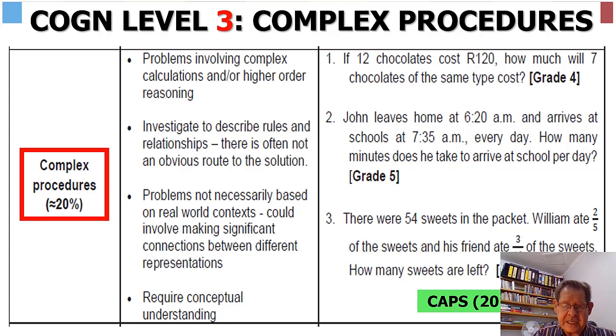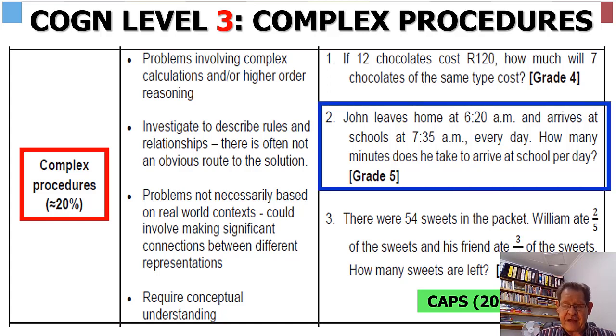The third higher level is complex procedures. These procedures might involve higher order reasoning. It should involve higher order reasoning. And sometimes they're not easy to solve, and they do represent the real world context very well. There's an example on a grade 5 level, where John leaves home at 6:20 and arrives at 7:35. How many minutes does he take to arrive at school every day?